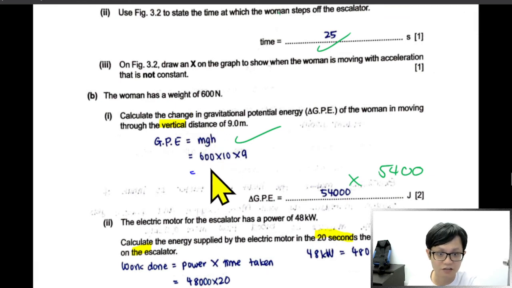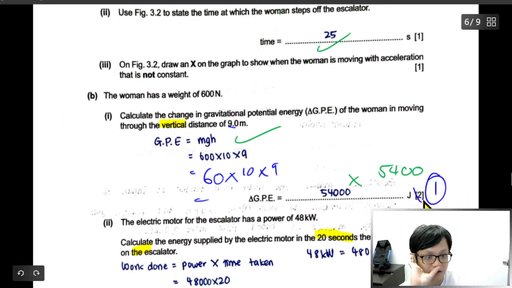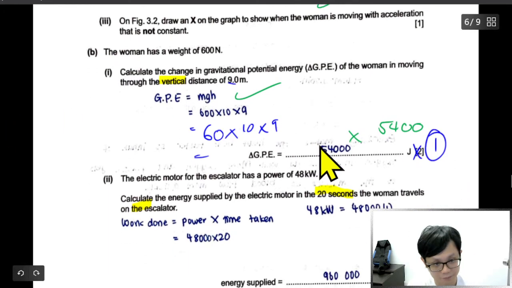So 600 Newton changes to kg, times gravity 10. Then h is the height, which is 9 meters. So we'll get 5400. So the formula is correct, but the answer is wrong. So the student will get 1 mark for this question.